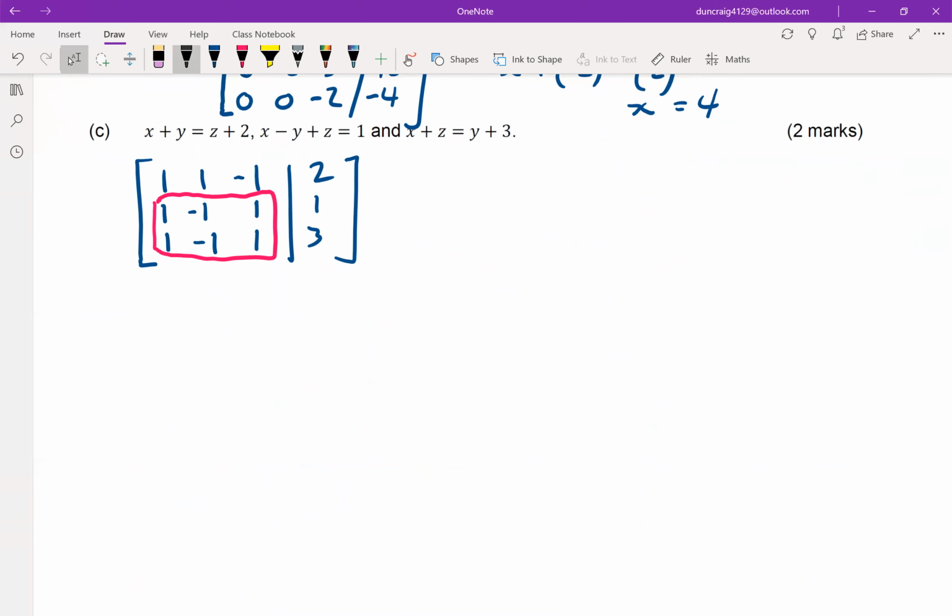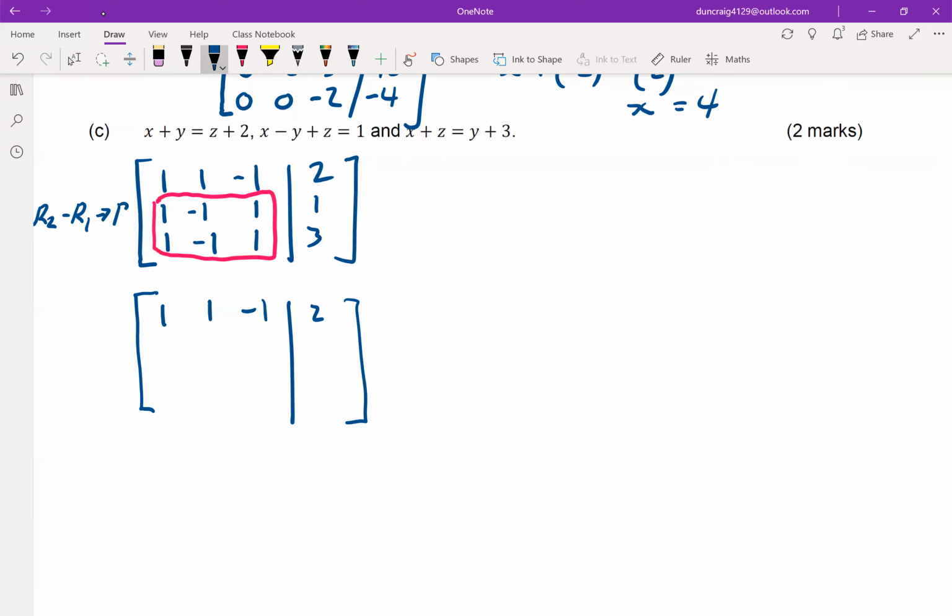So if I make those first two values try and equal to 0, let's do R2 take R1 and put it into R2, and R3 take R1 and put it into R3, that's going to be 0, minus 2, 2, negative 1, 0, minus 2, 2, and 1.